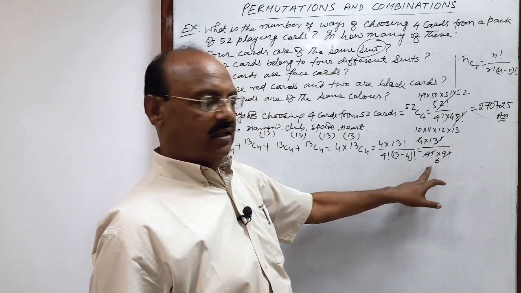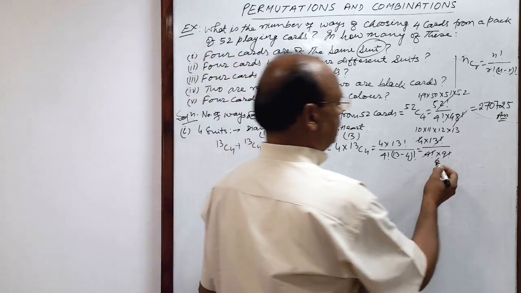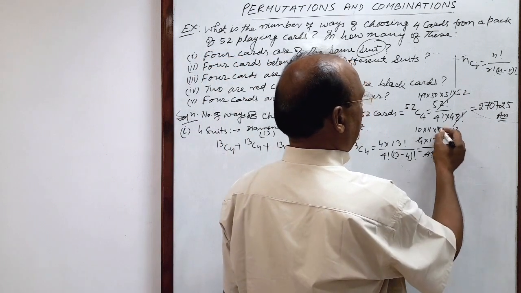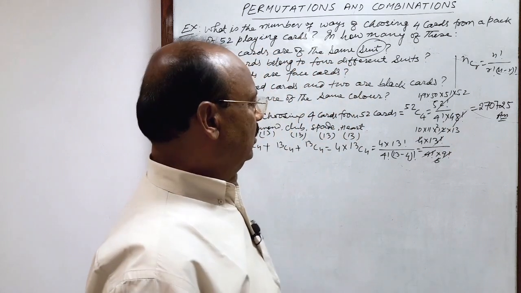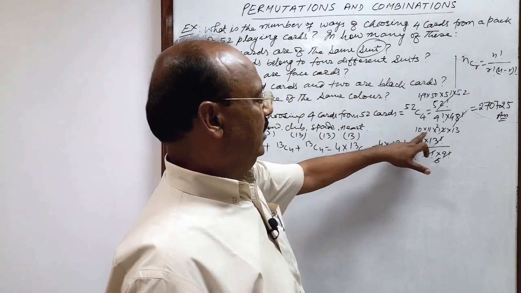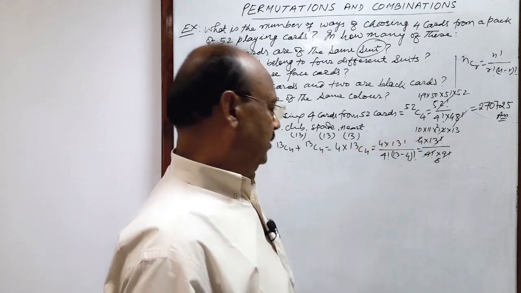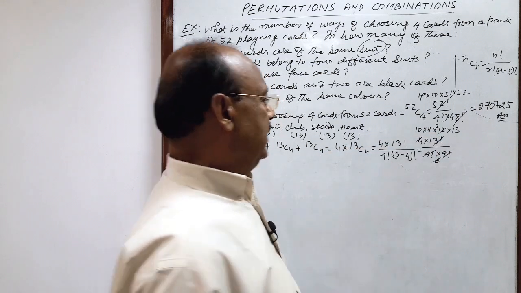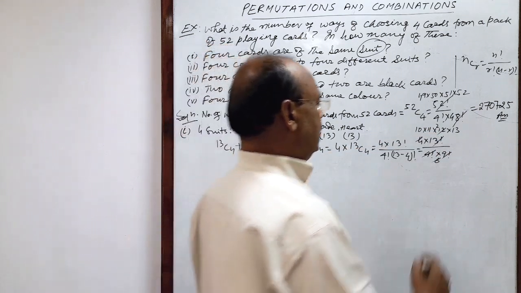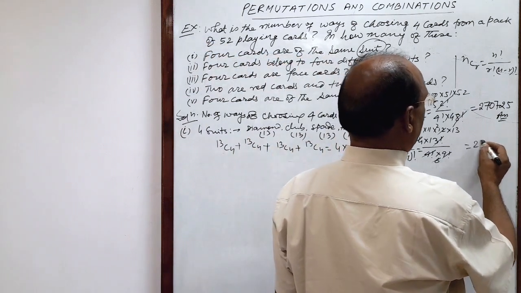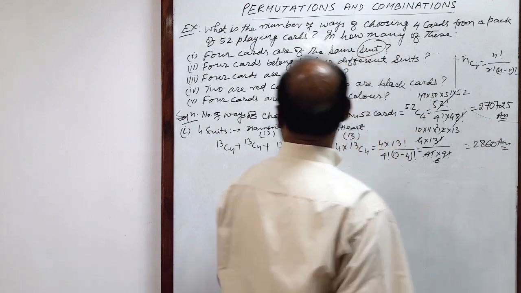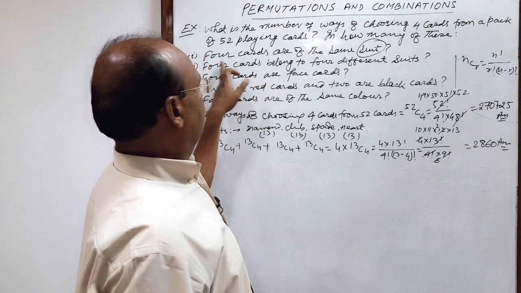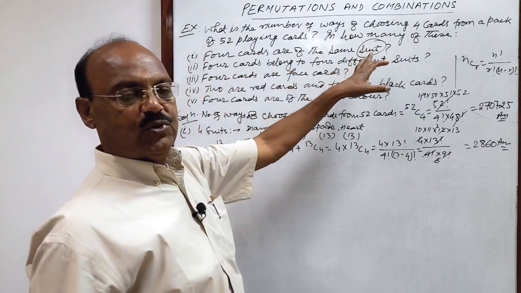4 is being cancelled out here. And this 6 will be cancelled out with 12, 6 to the 12. Okay. Now we have to multiply 10 into 11 into 2 into 13. And after multiplying these numbers, we are getting here 2860. This is the answer of this part, first part, when 4 cards are of the same suit.